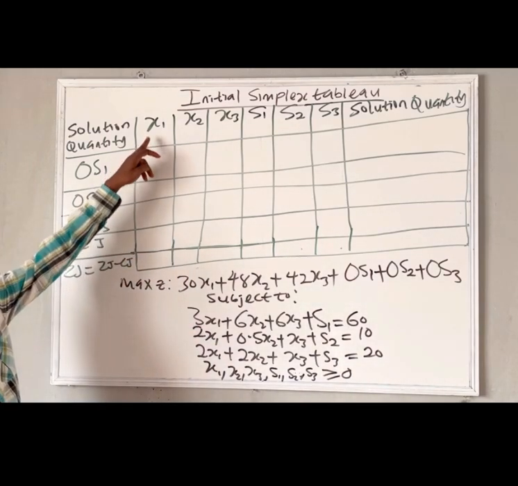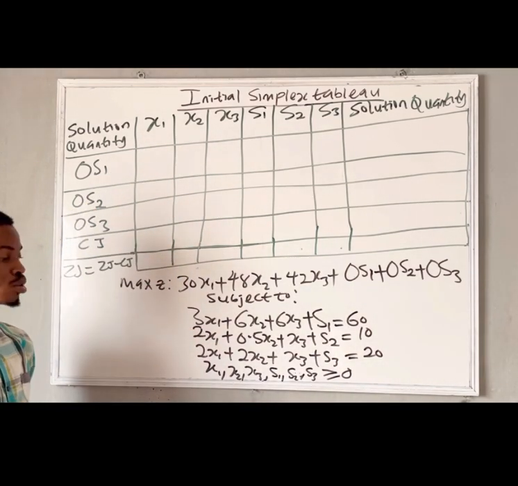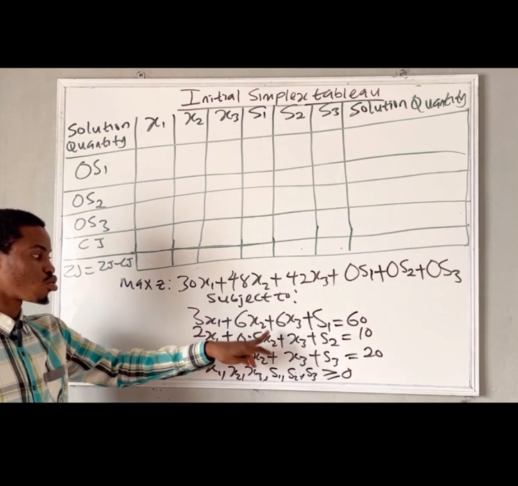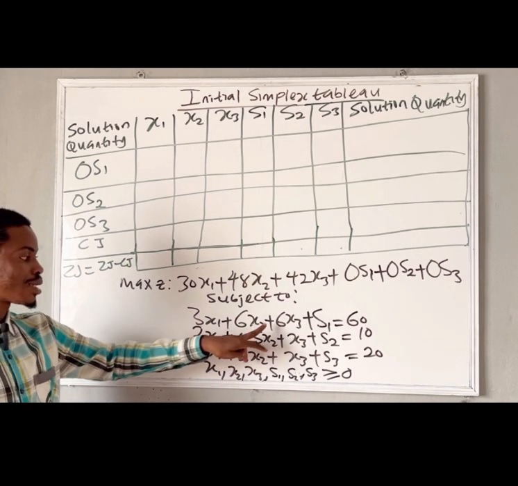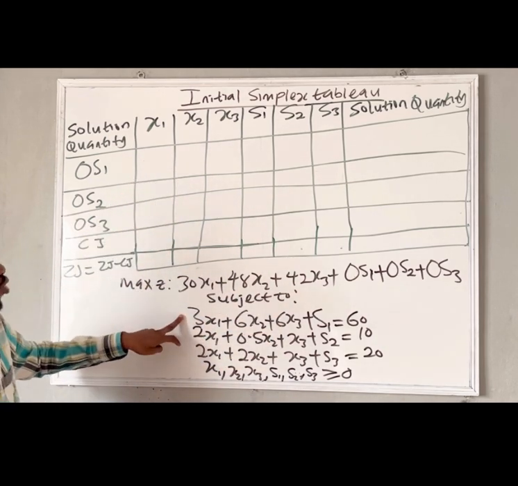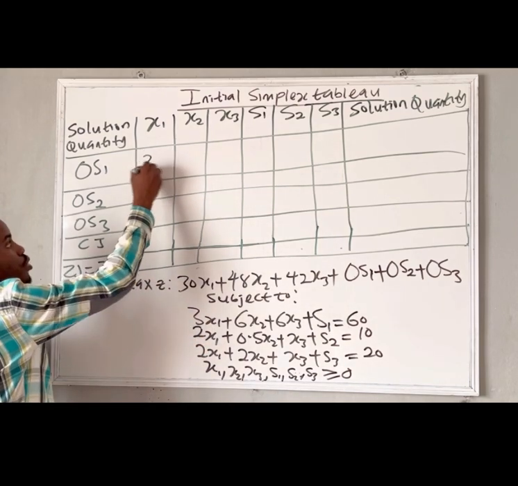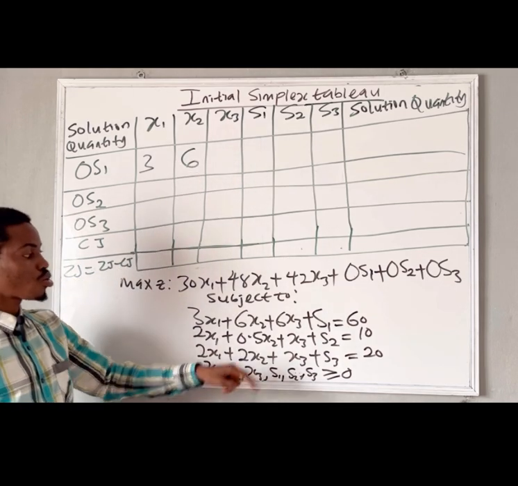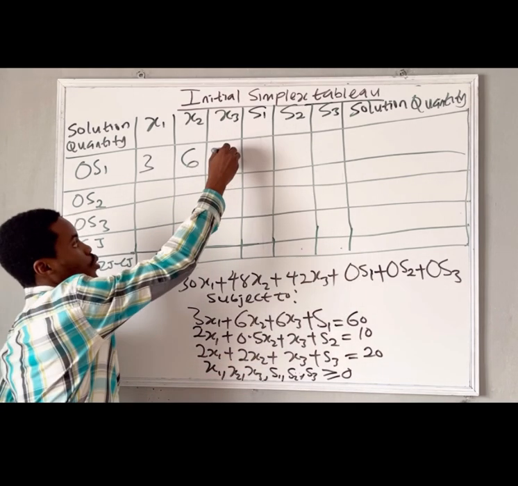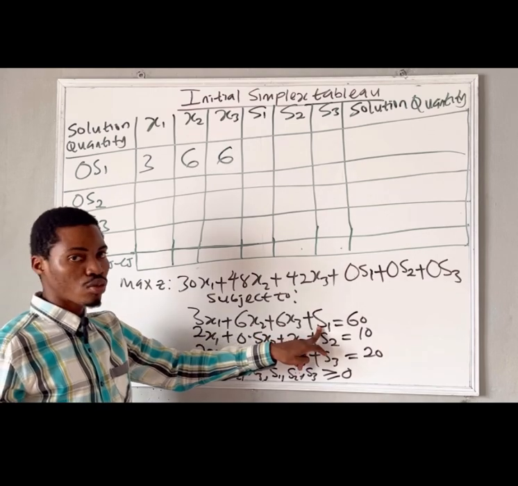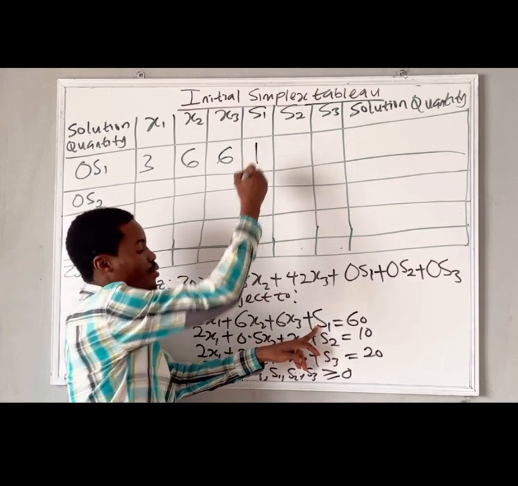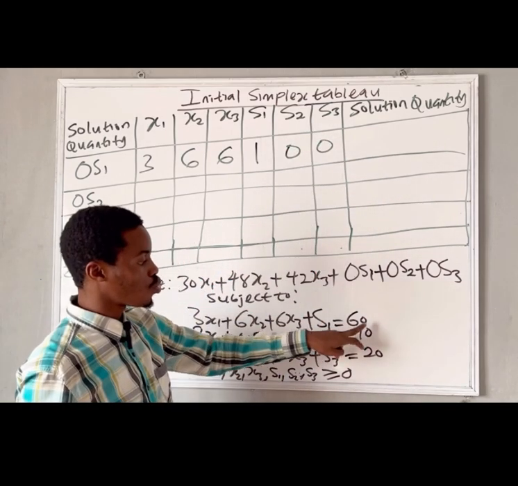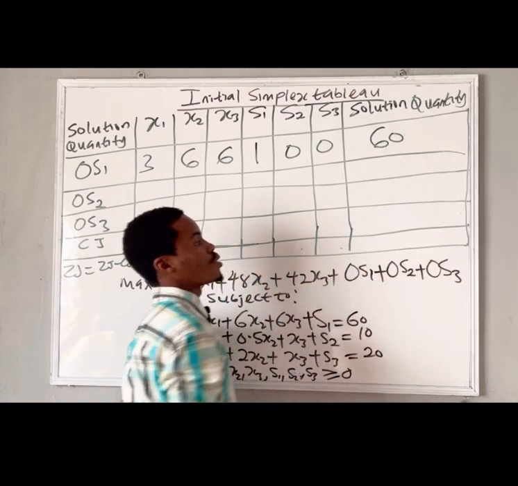For x1, x2, x3, I'm going to add the coefficients of the constraint: 3, 6, 6. On my first constraint, the coefficient of x1 is 3, so I put 3; the coefficient of x2 is 6, so I put 6; the coefficient of x3 is 6, so I put 6. I added s1 to it, so the coefficient of s1 is 1. There's no s2 and no s3 here, so they are 0, 0. Then it equals 60. My solution quantity is 60.